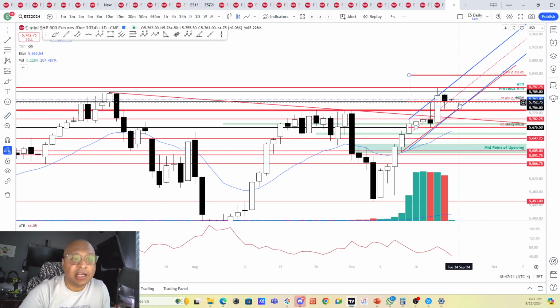So based on the daily chart, we will have to see if we are breaking down this 5755 line.